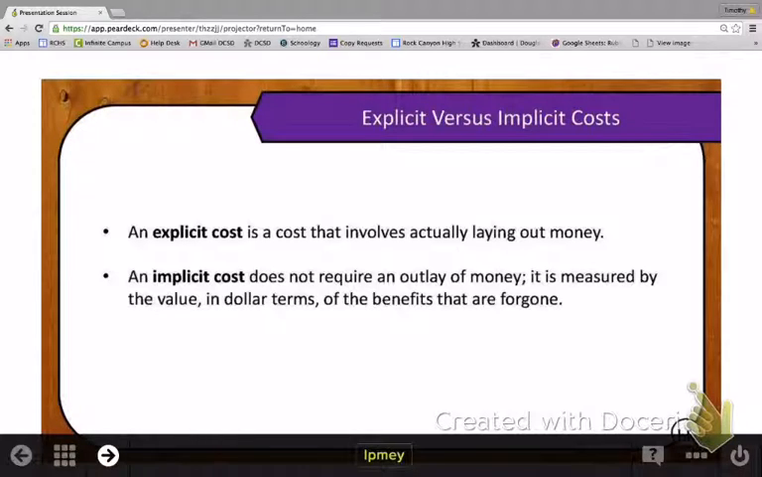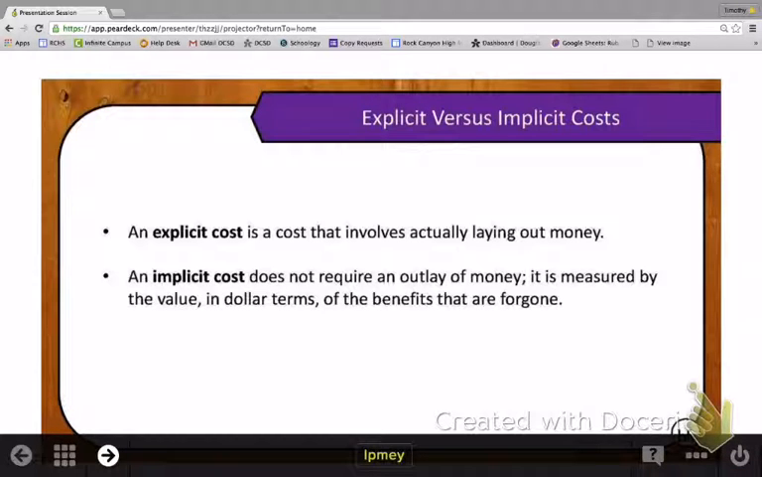Accountants only count explicit costs, but economists count both explicit and implicit costs because they say they are both given up in order to do something. So an implicit cost does not require an outlay of money, but it is measured by the value in dollar terms of the benefits that are foregone or given up. So in other words, you're not paying out money, but if you did something else with your resources, you might be able to bring in money with those resources, and because you're not, that is a benefit given up. And it is an opportunity cost of using those resources. So we call that an implicit cost.